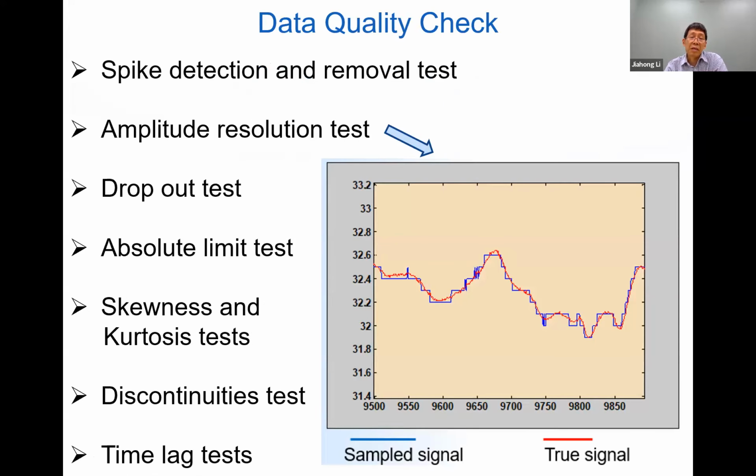Data quality check is the first step in data processing. Here we listed the major tests we needed to go through. For example, we use an amplitude resolution test to check if the instrument has the required accuracy and speed. If the instrument is slow, we'll see step changes rather than instant changes for the sampled signals, as you see here.